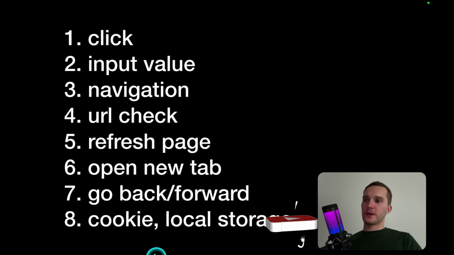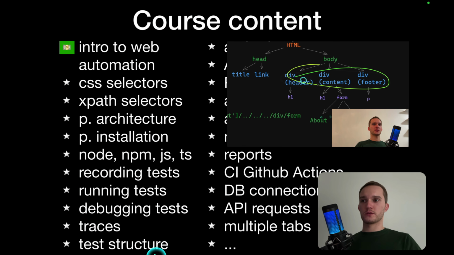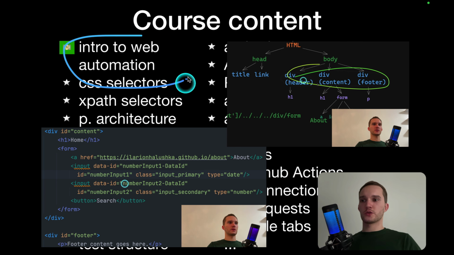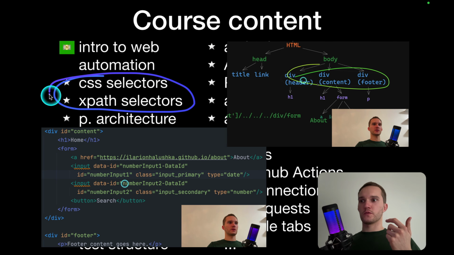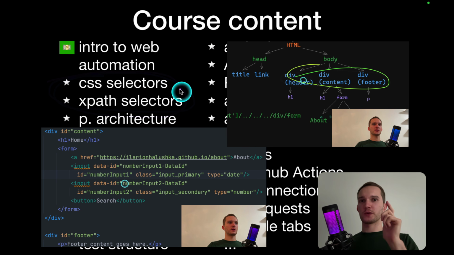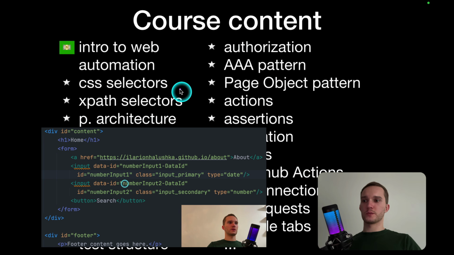I'm happy to say that today we are finishing the intro to web automation video, and next time we're going to talk more about CSS and XPath selectors. Today we already worked with selectors which Chrome offered us, like the automatically copy selector option in Chrome DevTools. But there is much more to learn about CSS and XPath selectors. So this will be the second video.